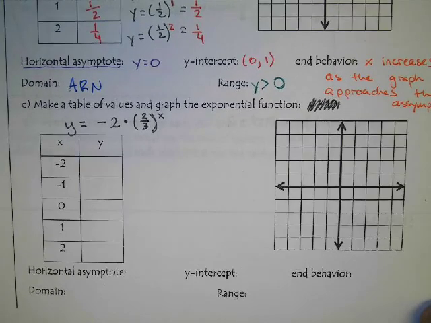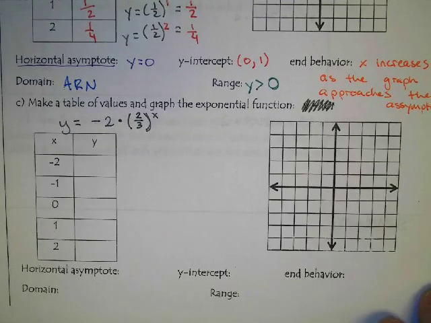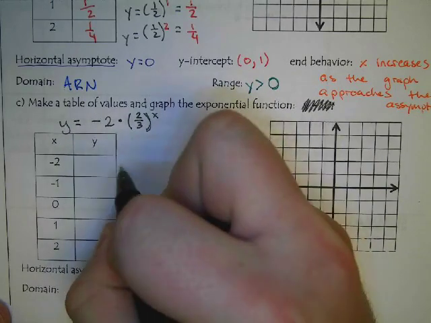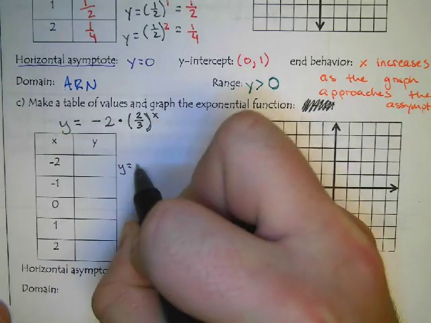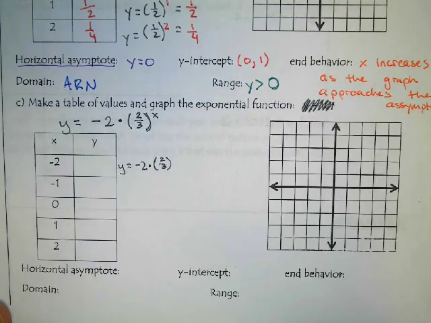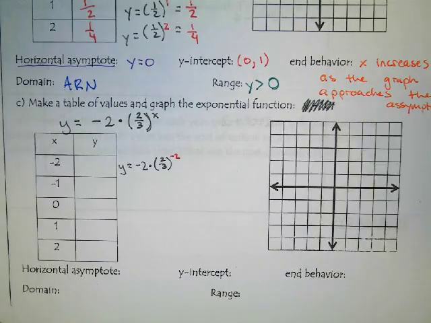I can't stress enough that if you take the time to write these things out, if you do more writing, it can make less mistakes occur. So what we're going to do is plug in. This is our y, so we're going to go y equals negative 2 times two-thirds raised to the negative 2.